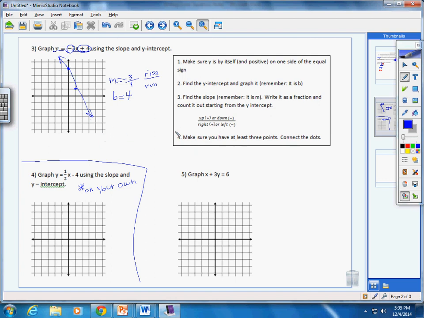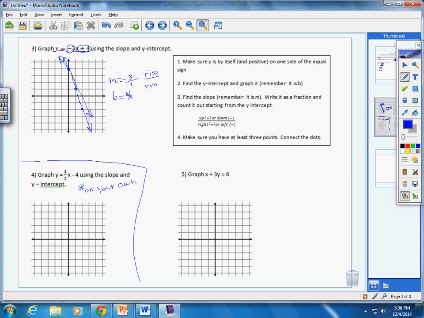Oh, Mr. Dudek violated an important rule. Make sure you have at least 3 points. So really I should have started here. I should have counted down 3 and over 1 and marked at this point. And then I should have went down 3 again and over 1. And look at that. The line actually should have been way over here. So it should have come down through here and through there. That's actually a much better line. Well done, Mr. Dudek. That's much better.